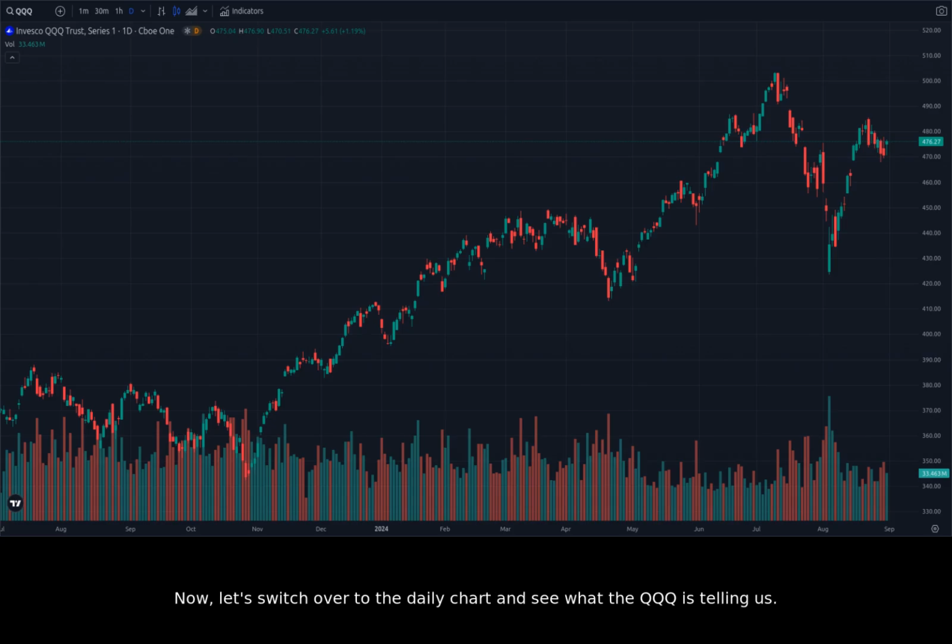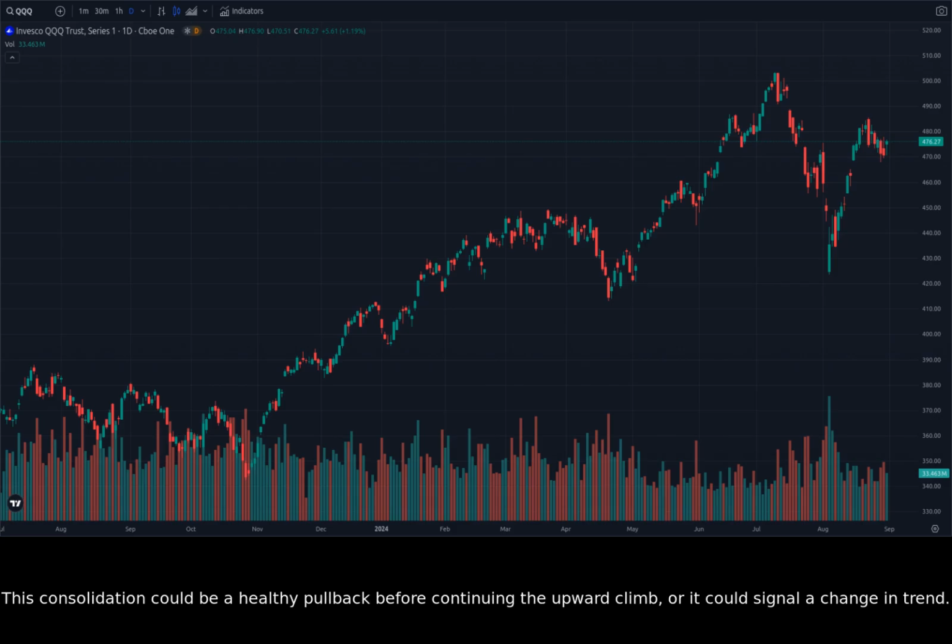Now, let's switch over to the daily chart and see what the QQQ is telling us. First, we'll look at the overall trend. The QQQ has been on an upward trend for the past few months, showing a clear bullish bias. However, we can see some recent consolidation, indicating a potential pause in the upward momentum. This consolidation could be a healthy pullback before continuing the upward climb, or it could signal a change in trend.